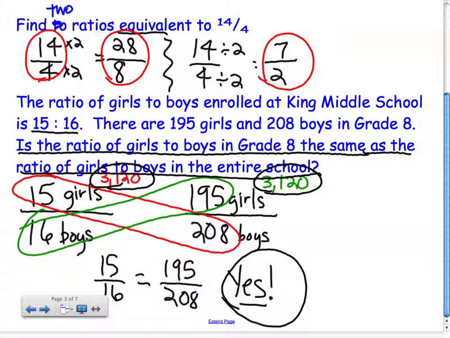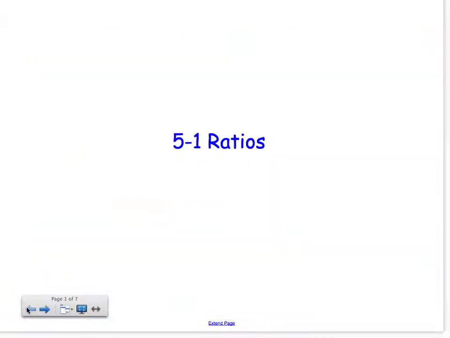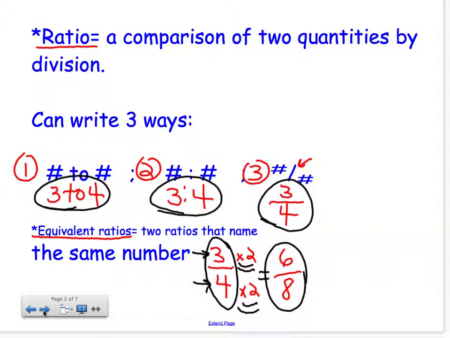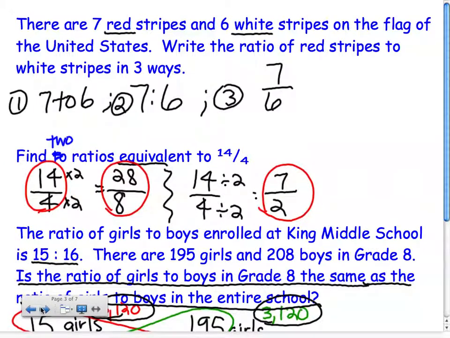Okay? Now, if you need to re-watch this video or watch one of the videos from Mrs. Easmer or Mrs. Olson to help reinforce the use of ratios, as far as finding the definition, the 3 ways to write a ratio, or the definition of an equivalent ratio, you can feel free to re-watch the videos. They are there for your use.